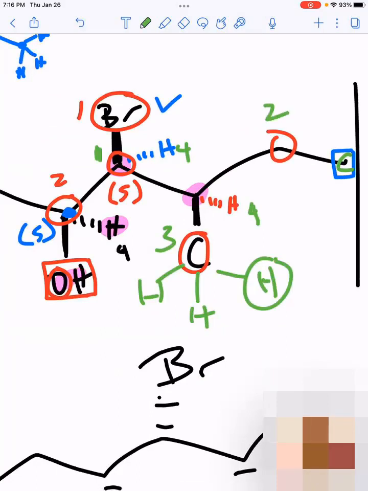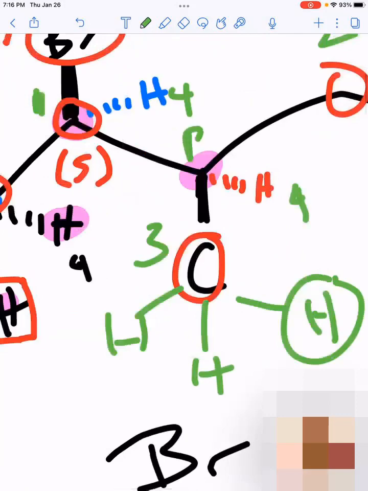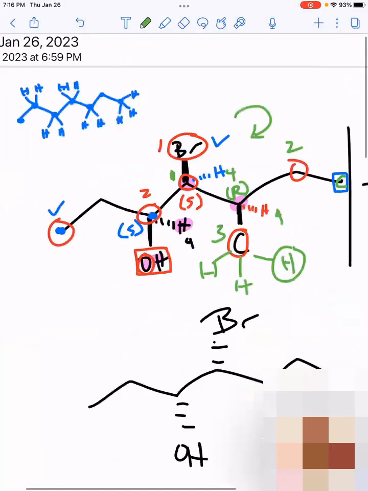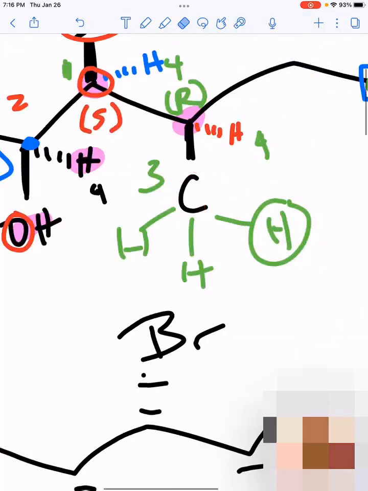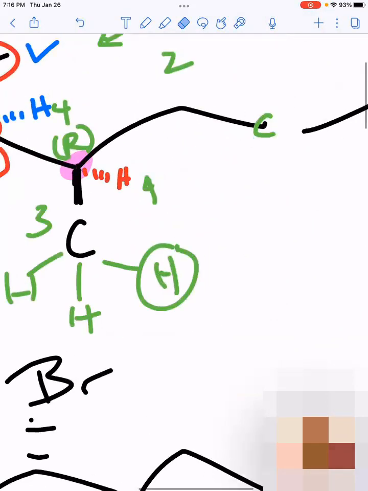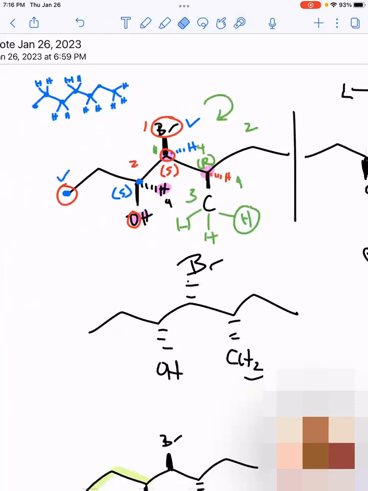So that's going to be what? R? That's clockwise, isn't it? Yes. Because if you count to three, one, two, three is clockwise. So this is R. All right, so that's SSR. That's the configuration for that stereoisomer.